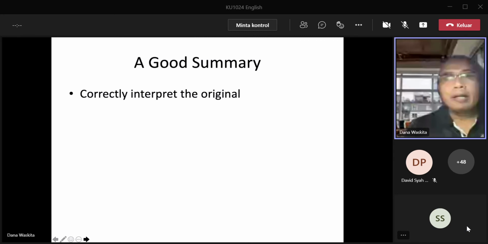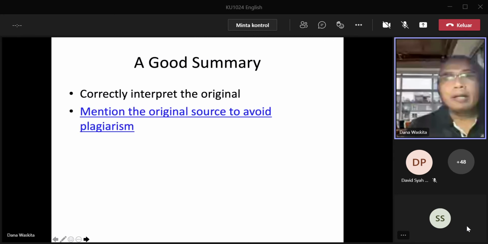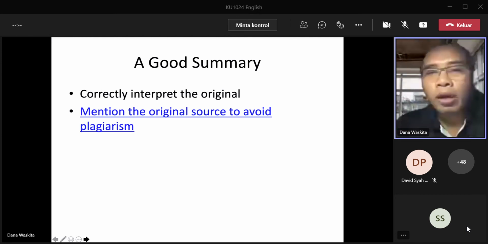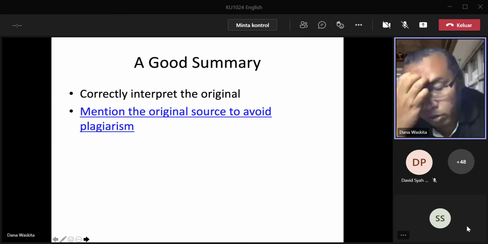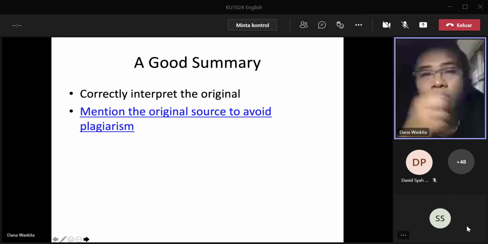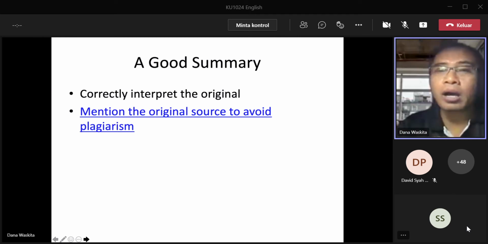And then another thing that you have to consider, the second rule, is that you have to mention the original source. Of course, the purpose is to avoid plagiarism. So you have to tell that it is not your own idea, that it is others' idea. That's why you need to mention the original source.